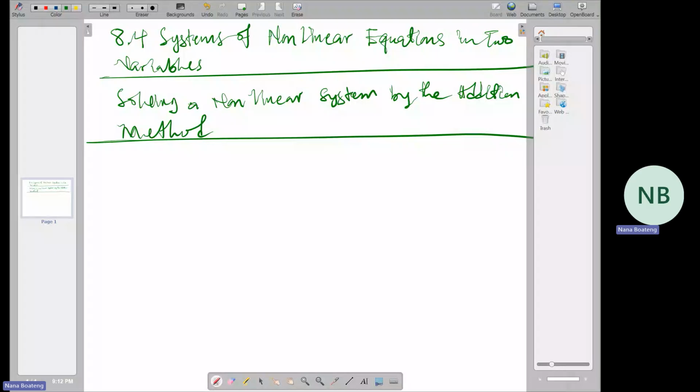Part of section 8.4, where we will continue our discussion on systems of nonlinear equations in two variables. We'd like to begin the second part by looking at solving a nonlinear system by the addition method. So let's use an example. This will be our example 2.